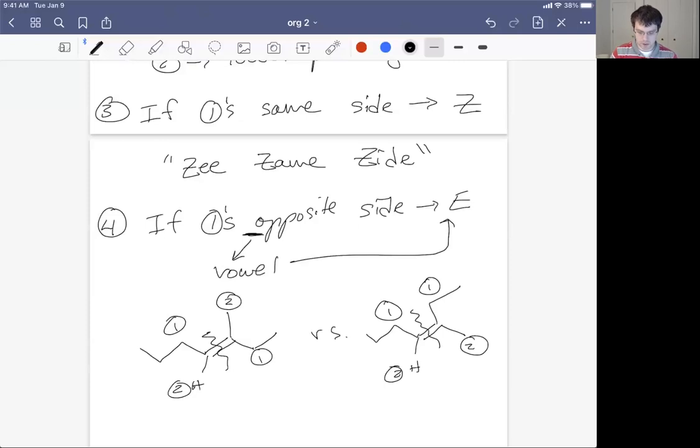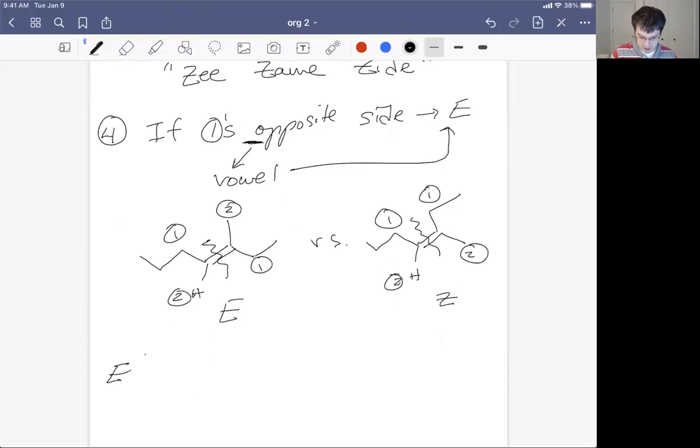So we compare both of these. We see that the 1s are on the same side, on the right side. So that would be Z, same, Zide. And then opposite side, E, vowel, opposite starts with a vowel. And so we label this E and Z. Okay, so this allows us to label stereoisomers of alkenes in cases where cis or trans doesn't work. And in fact, this works for every alkene that can have stereoisomers. So E and Z works for every alkene that can form stereoisomers.